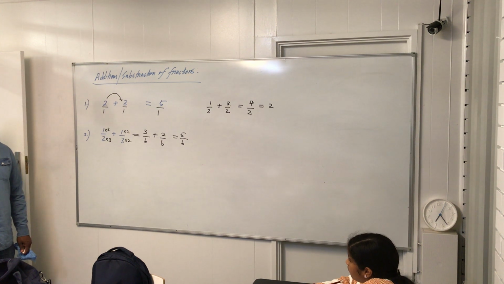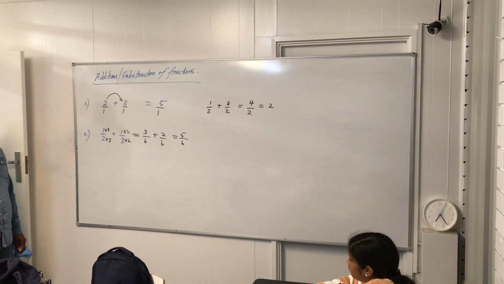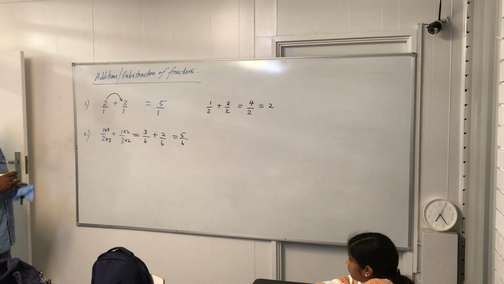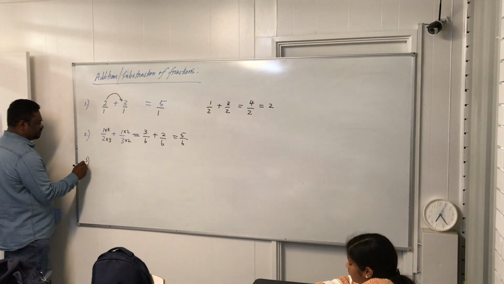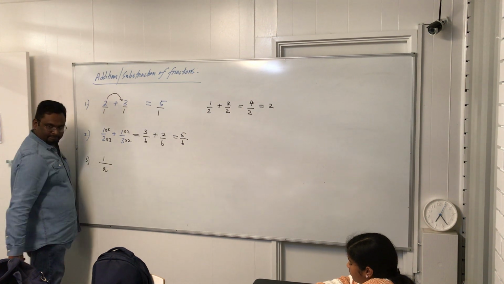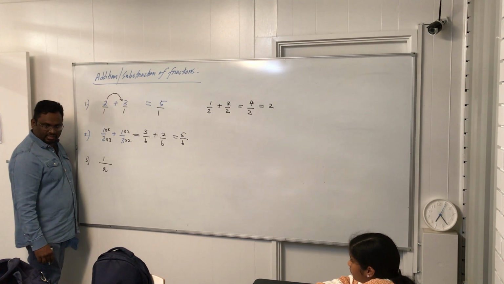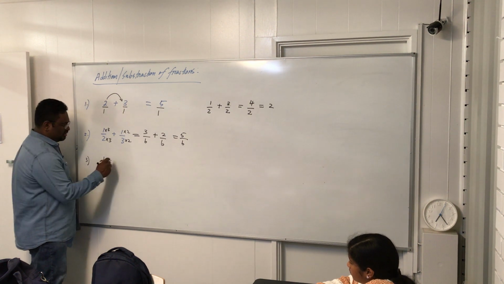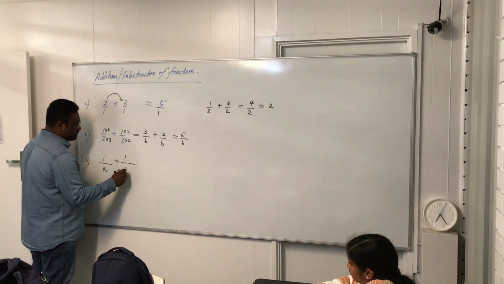Right? Now I'm going to extend that knowledge into this. 1 divided by A. Okay? A can be anything. Plus 1 divided by 2A. Tell me the answer.